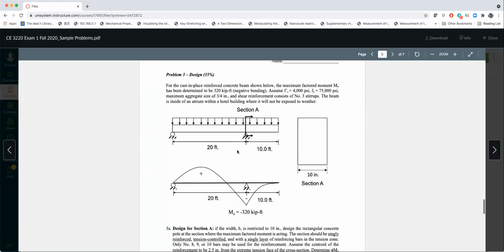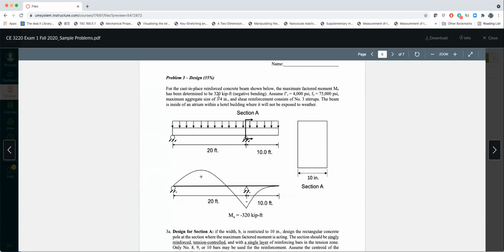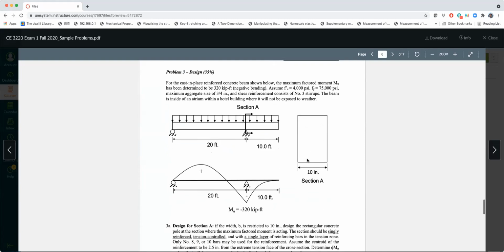Then going at the end of it, we have problem number 3, design, where we have a section at A, at the support, and we would not provide any reinforcement details, and we'll ask you guys to design for it. At the end of problem number 3, you're supposed to put some reinforcement in it, okay, and provide us the capacity.